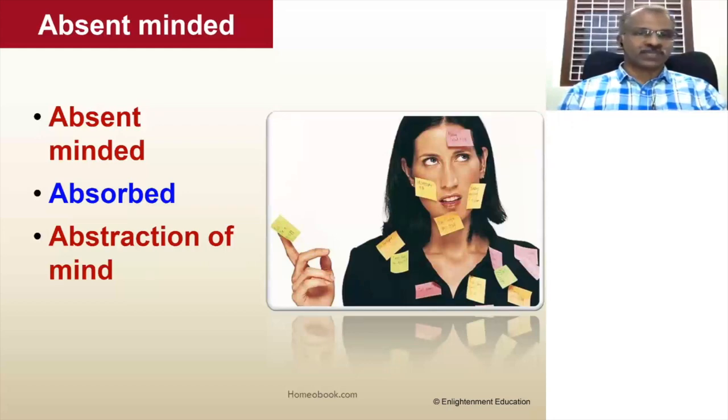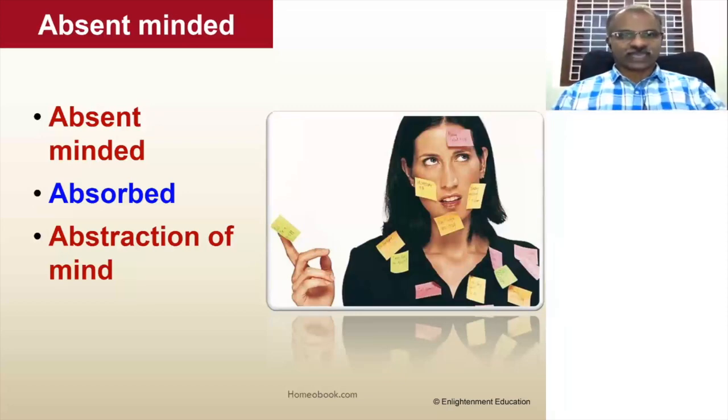So can you cite the miasm of these three rubrics: absent-minded, absorbed and abstraction of mind? Yes, very good. Many of my friends answered correctly. Absent-minded is a psoric symptom. Absorbed is a psychotic symptom. Intellectual mental rubric comes under sycosis. And abstraction of mind is a syphilitic symptom, schizophrenia. Yes, very good.